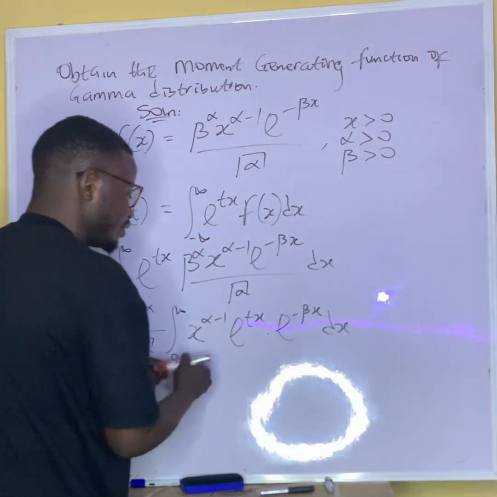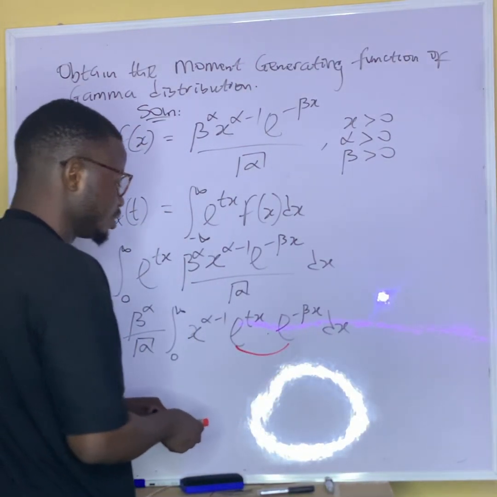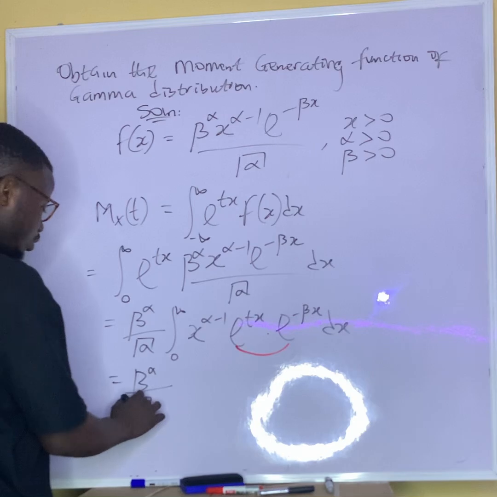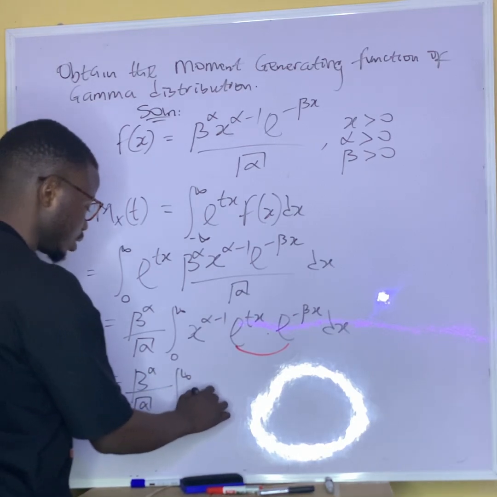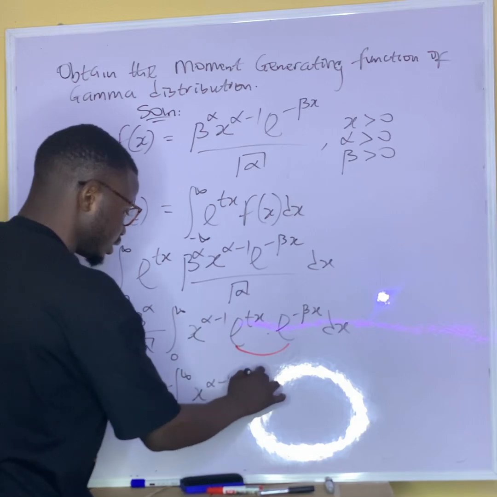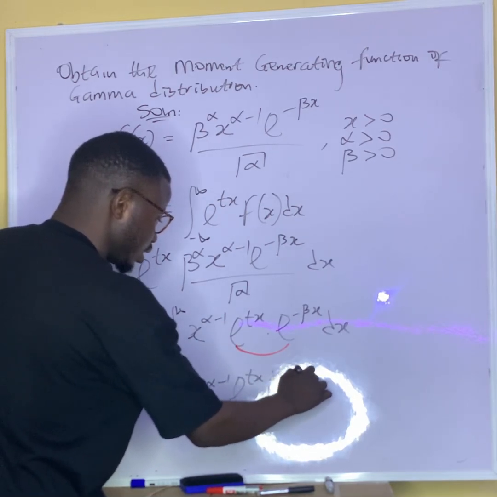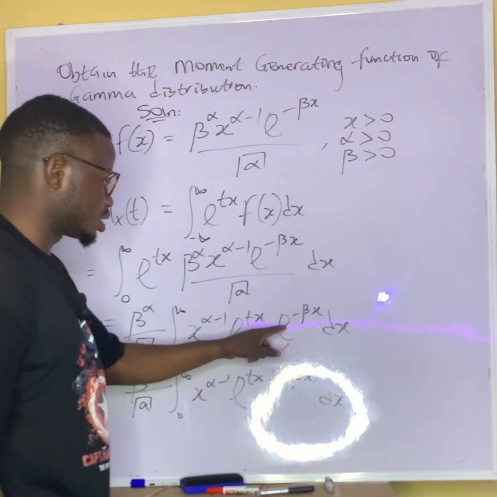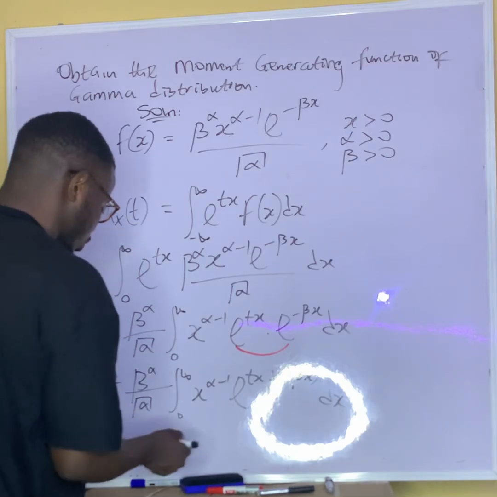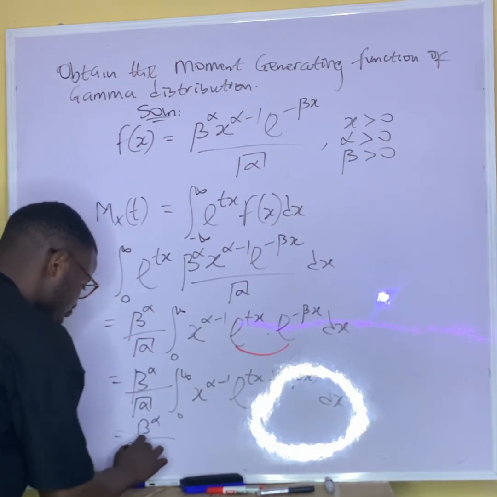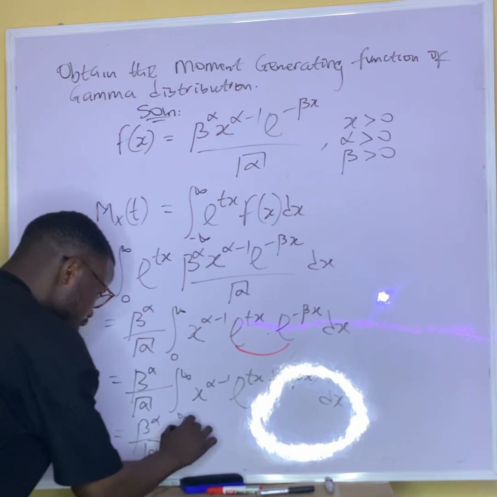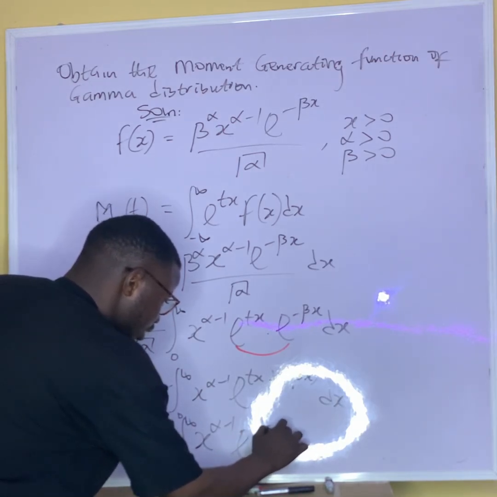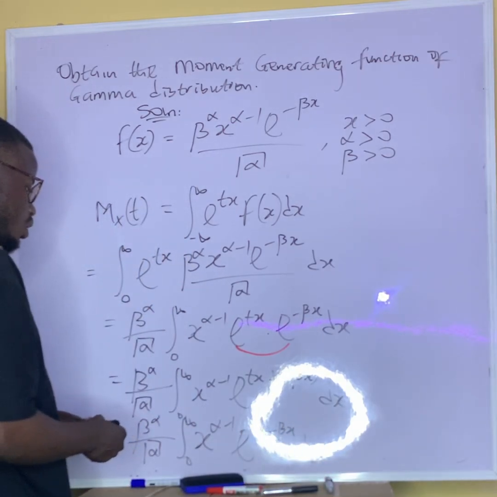They have the same base, exponential, so we use the law of indices and sum the powers together. That will be exponential of tx plus minus beta x. So this will give us beta raised to the power alpha over gamma alpha, integral from 0 to infinity, of x raised to the power alpha minus 1, exponential tx minus beta x, dx. So that's what we are going to have from there.